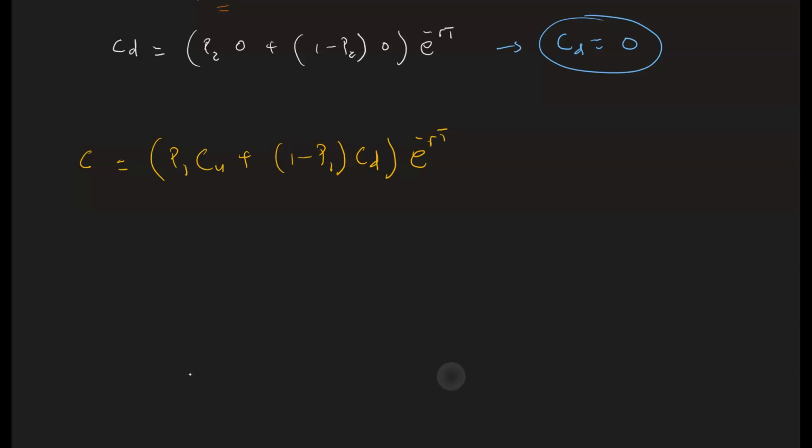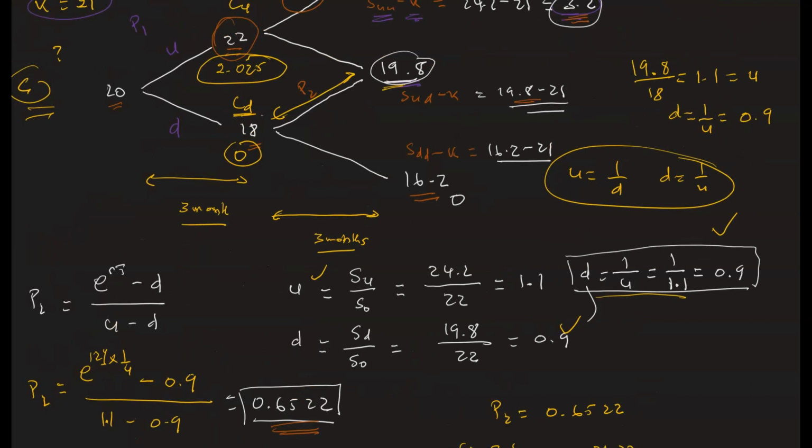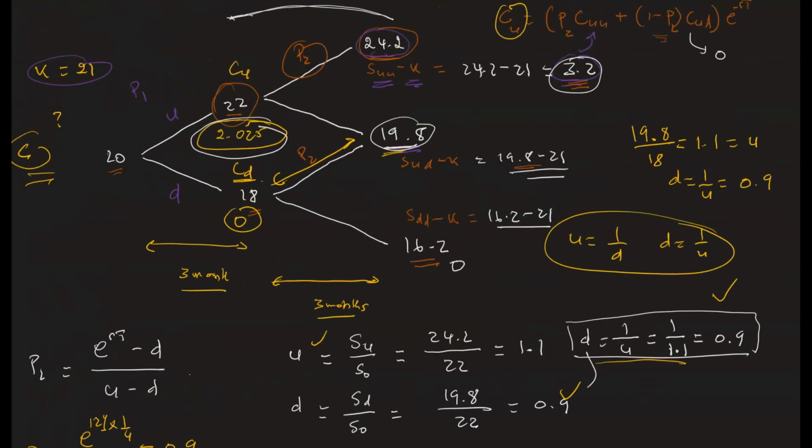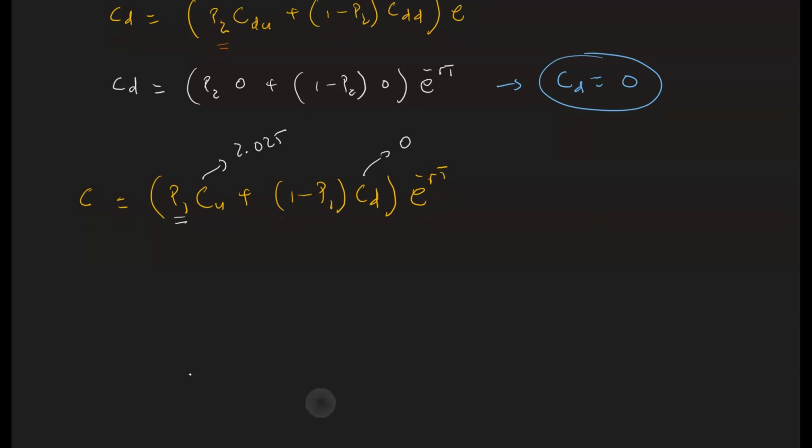Now we know that call up is 2.025. We know that call down is equal to 0. That's what we had earlier here. 2.025 was call up and 0 was call down. That's what we found just now. And the question is, what is P1? So P1 is going to be equal to future value of $1 minus D divided by U minus D.